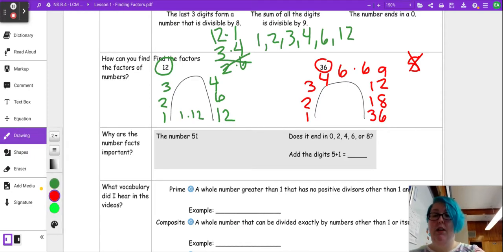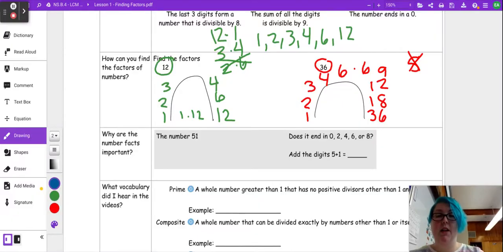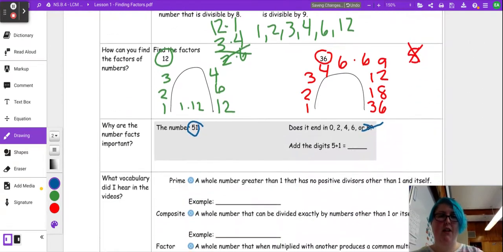So now let's do another example. I'm going to pick dark blue. We're going to do number 51. Now, you might look at that and say, that feels like a prime number. That feels like it might not have any factors. Let's double check ourselves. Does it end in a 0, 2, 4, 6, or 8? No. Okay, so we know from our rules that 2, 4, 6, and 8 are all out. That leaves 3, 5, 7, 9, and 10. Oh, and 10's out. 3, 5, 7, and 9.